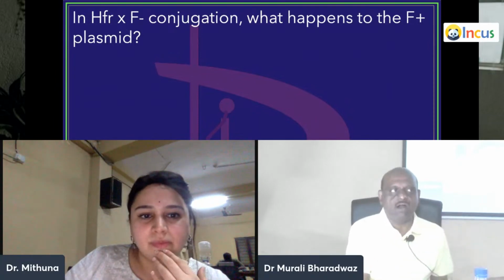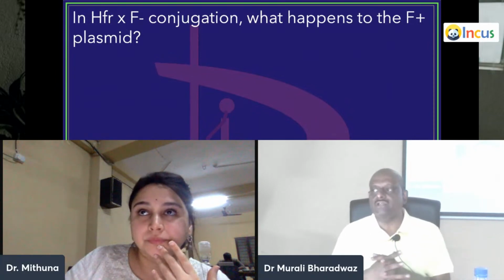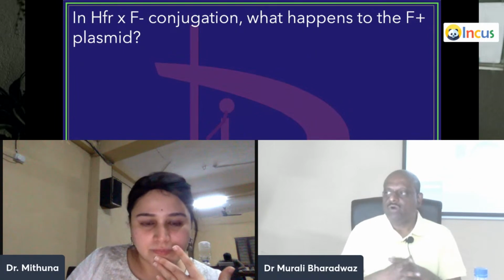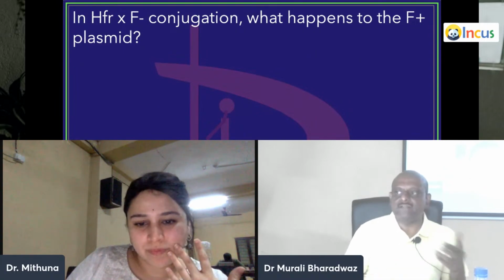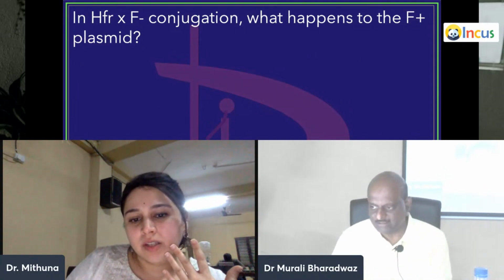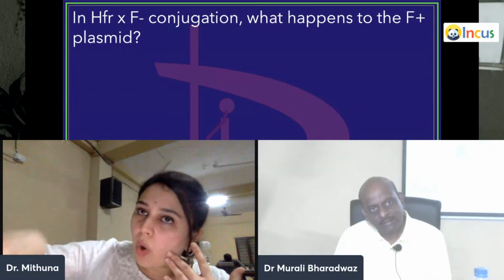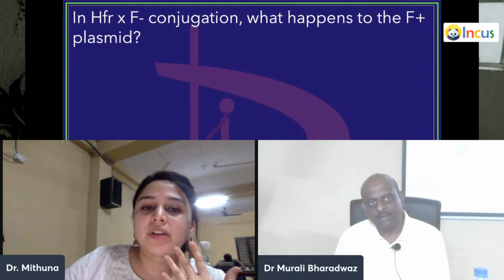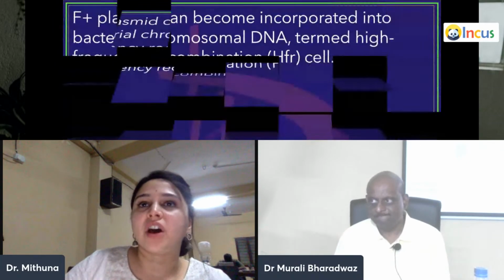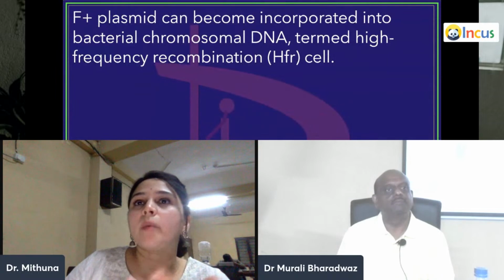Whenever HFR to F minus conjugation is happening, what happens to the F plus plasmid? That F plus plasmid becomes incorporated into the bacterial chromosomal DNA, and it is called an HFR, which is a high frequency recombination cell.